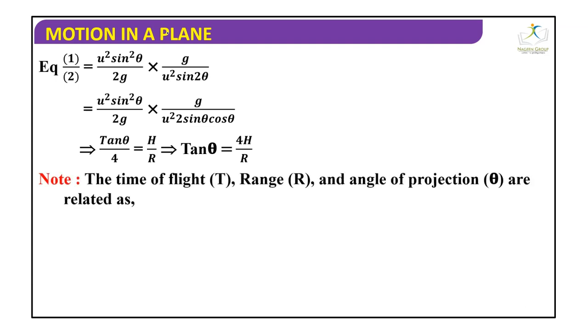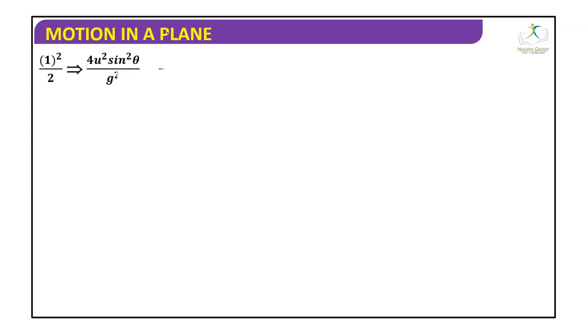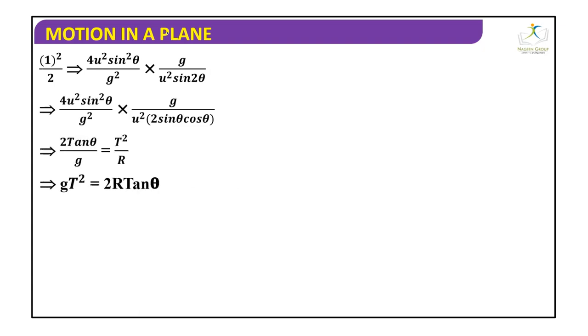The time of flight t, range R, and the projection angle are related: gt² = 2R tanθ, where t = 2u sinθ/g and R = u² sin2θ/g. Now if I square the first equation and divide by 2, we get this relation again: 4u² sin²θ/g. So g cancels out from here, and u² also cancels out.